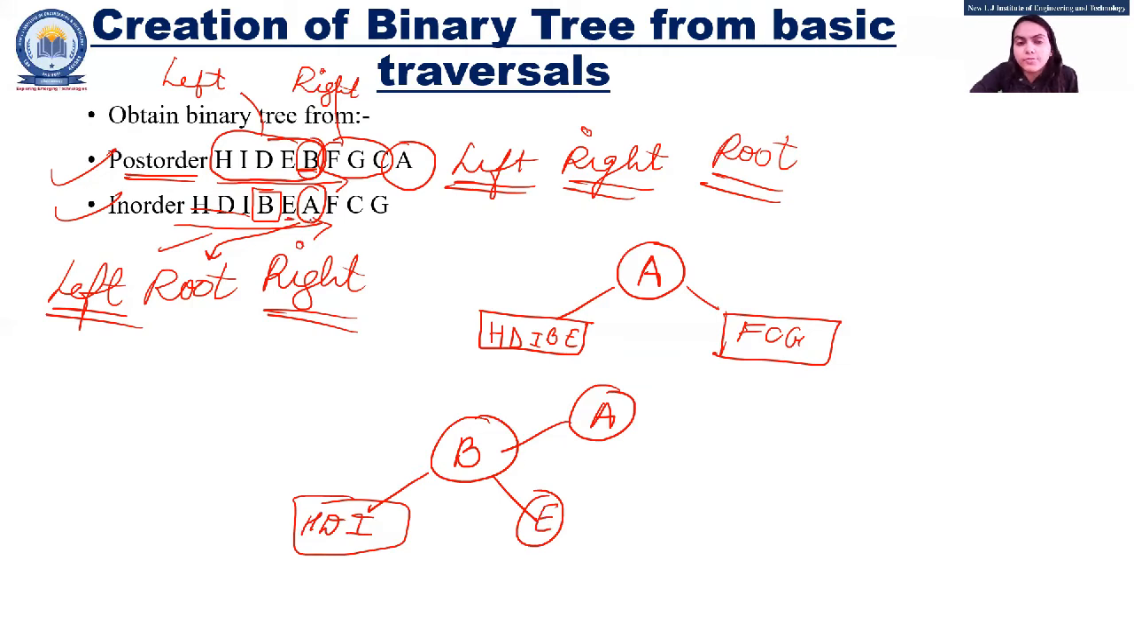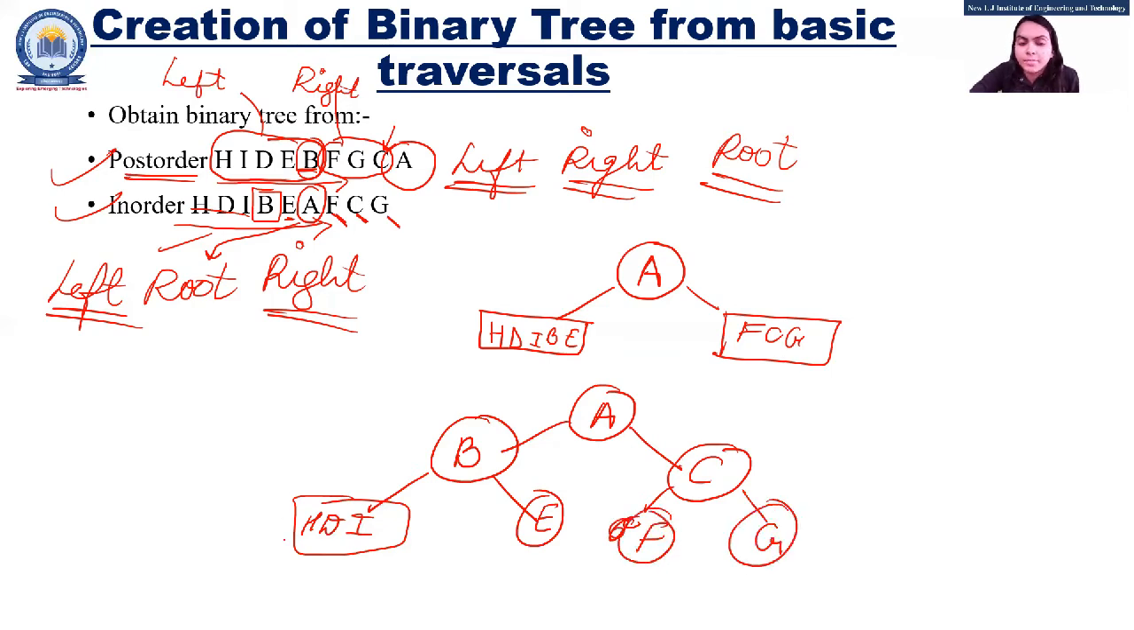And again, if we focus the same thing with F, G and C, you can see that C is at the end. So here, right side of A would be having C, which is the root. Now let's find C in the in order. So C is exactly in between because F is on the left and G is on the right. So we will be drawing F and G.